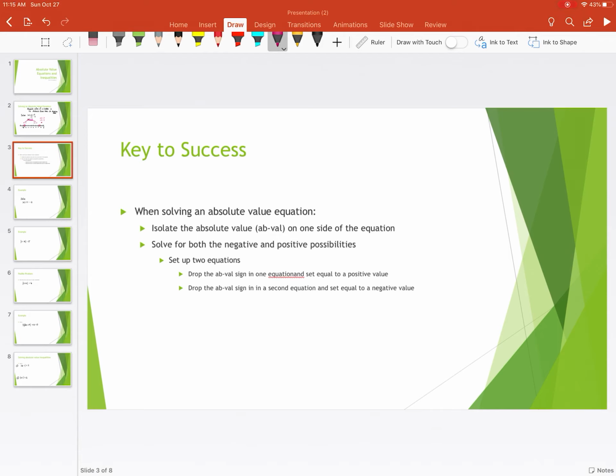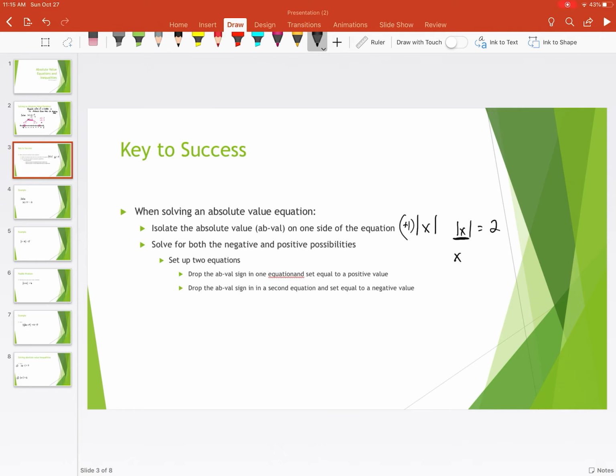So overall, these are the steps that you want to follow when you're solving an absolute value equation. You want to isolate the absolute value on one side of the equation. And notice that this is a little bit different than how we've defined isolating a variable, right? When we isolate a variable, it has to have a coefficient of positive 1. When we isolate an absolute value, the whole absolute value has to have a coefficient of positive 1, right?